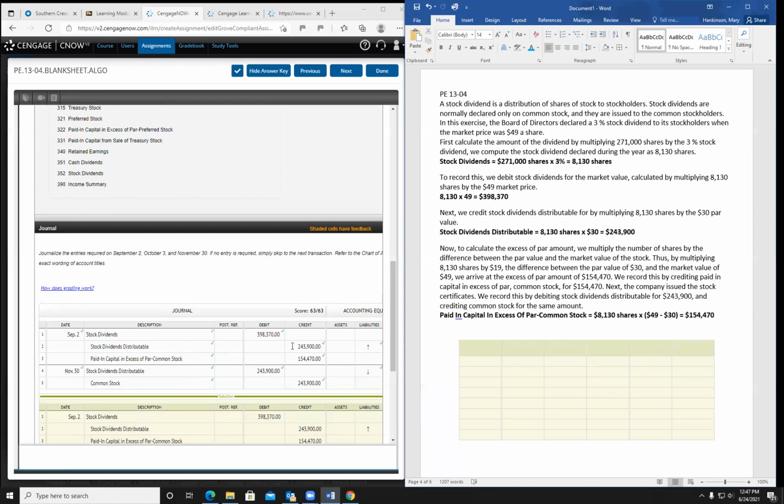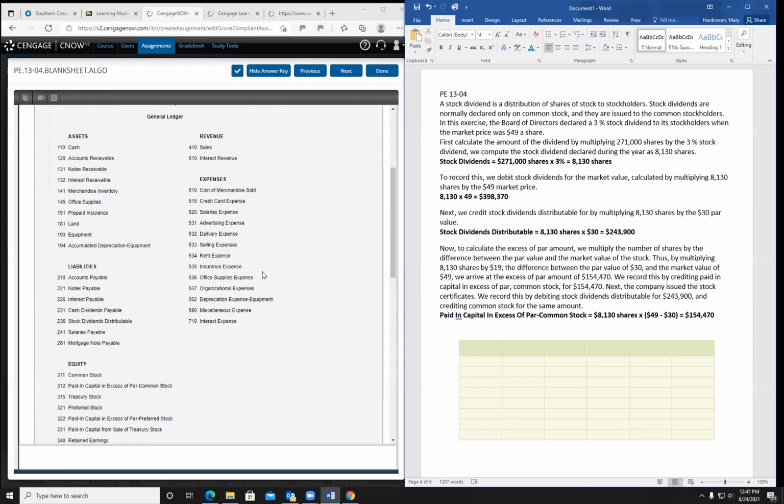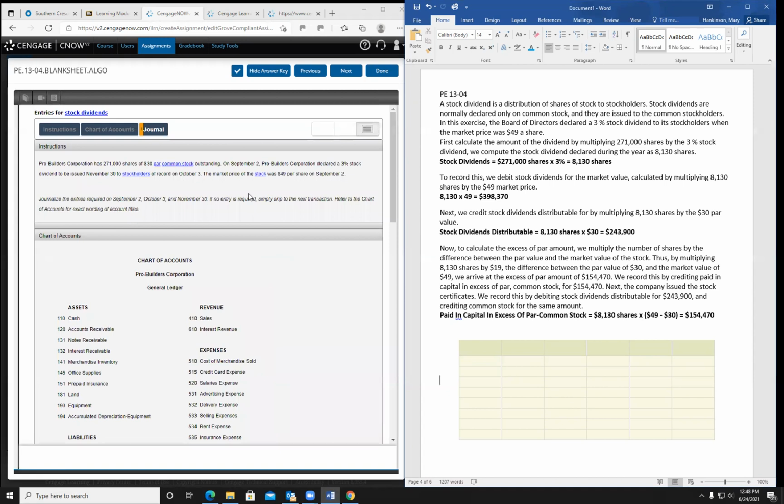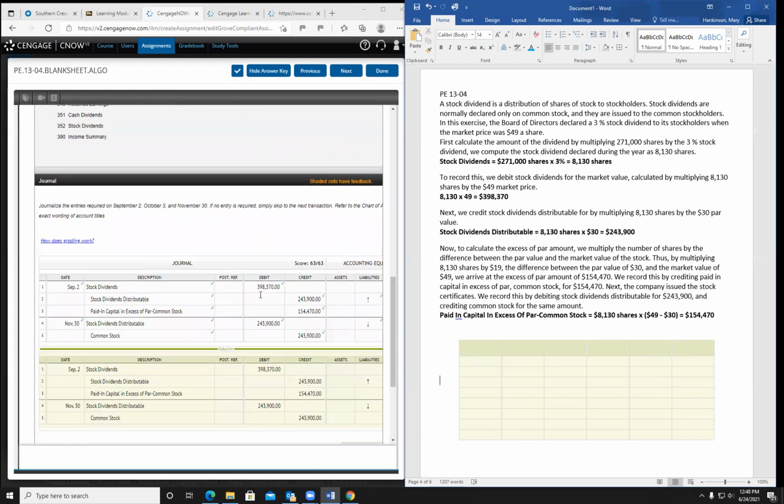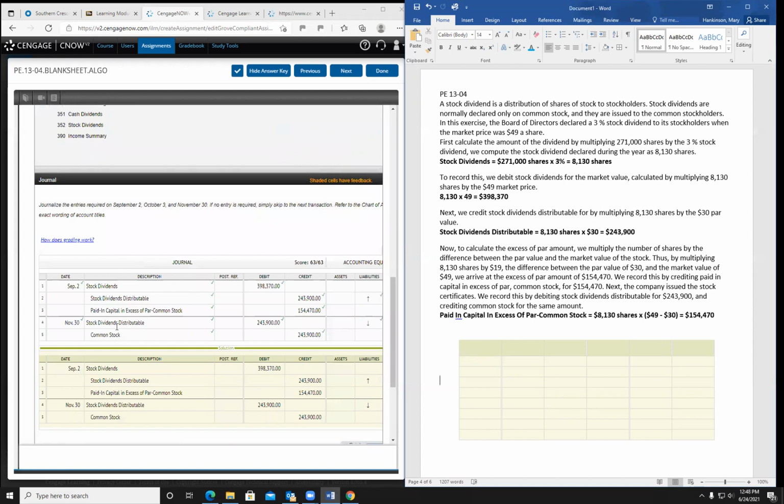154,470. Now, on November 30th, if we look up here, they declared that the stock be issued to the stockholders. So when we do that, we have a journal entry showing the stock being issued. We basically take it out of the stock dividends distributable and record it against the common stock account.